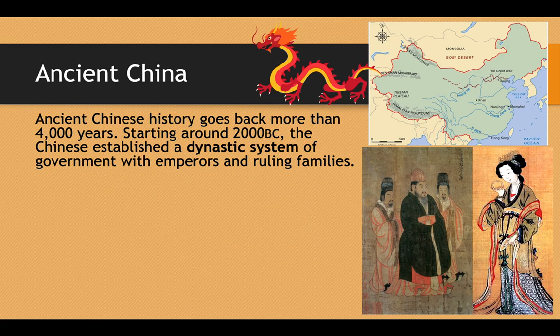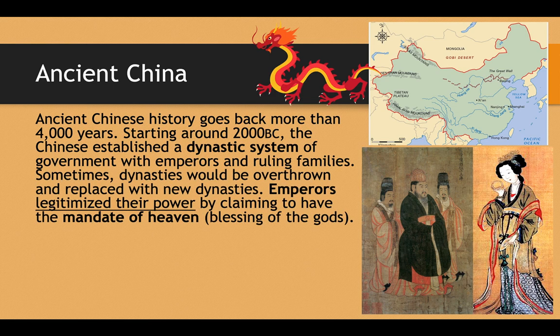Ancient China. Chinese history goes back more than 4,000 years. Starting around 2000 BC, the Chinese established dynasties, the dynastic system of government, and that remained their form of government for about 4,000 years, all the way until the year 1911. A dynasty is basically an emperor and his family, so ruling families ruled the country.